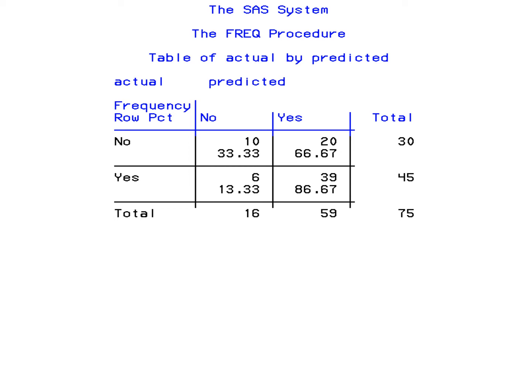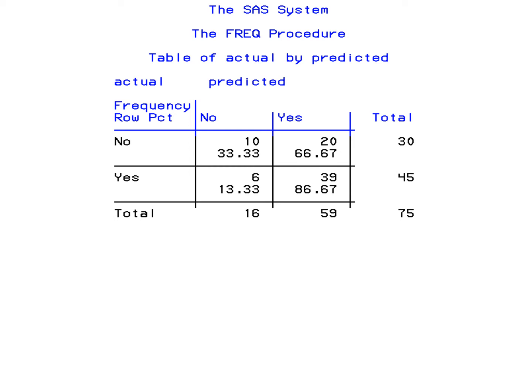We have the people that actually have the disease, 45 of them. Of the 45 that actually have the disease, we correctly predicted that they did. So the 39 out of 45, that's 86.67% of our data set. So for 86.67% of our data set, we correctly predicted that they would have the disease.